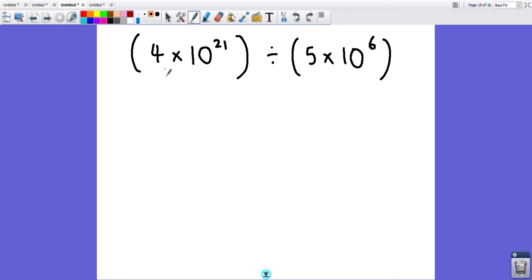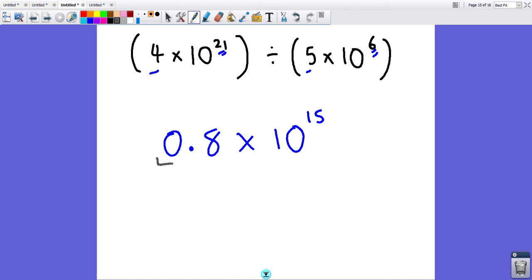I'll divide 4 by 5 to get 0.8 times by 10 to the 21 divided by 10 to the 6, which is just 10 to the 21 minus 6, so 10 to the 15. And now again in this case we're not in standard form because this number is not between 1 and 10.